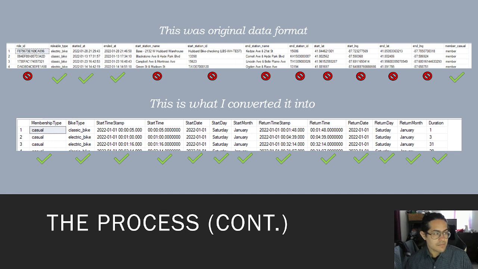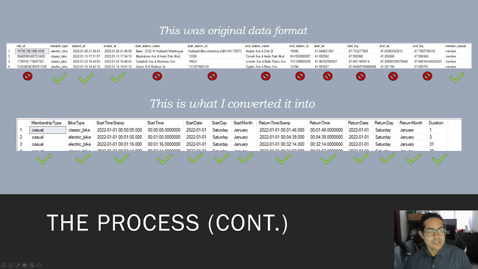The started at and ended at for the ride time, I already went over how I converted that, and we'll see all of those different stamps of data points here.